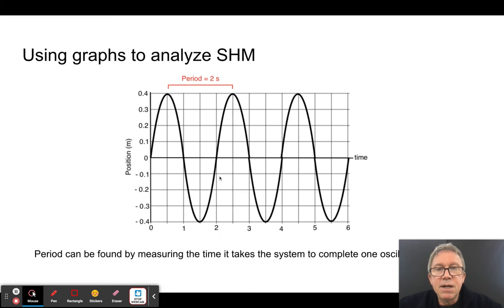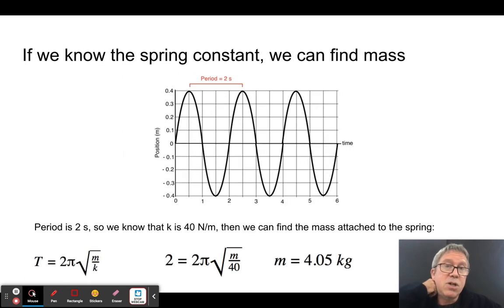So between here and here I've completed one oscillation, and that took 2 seconds, from 0.5 to 2.5. Or I could say, what about from here to here? Well, that's one complete oscillation. It went from here to here. So again, that's from 1.5 to 3.5. 2 seconds is the period of oscillation of this object. So I could use that then.